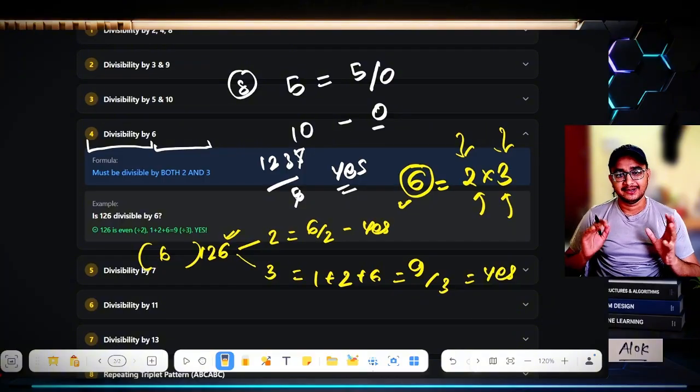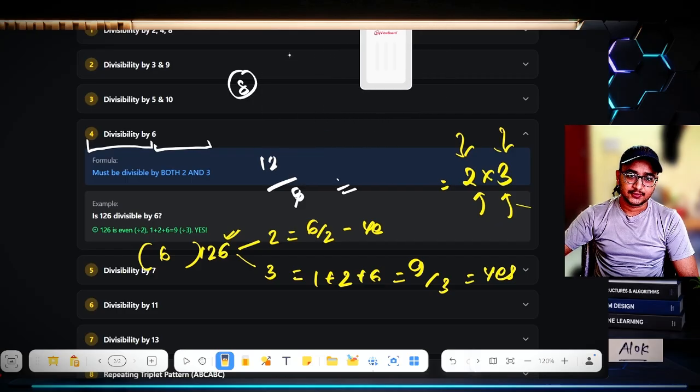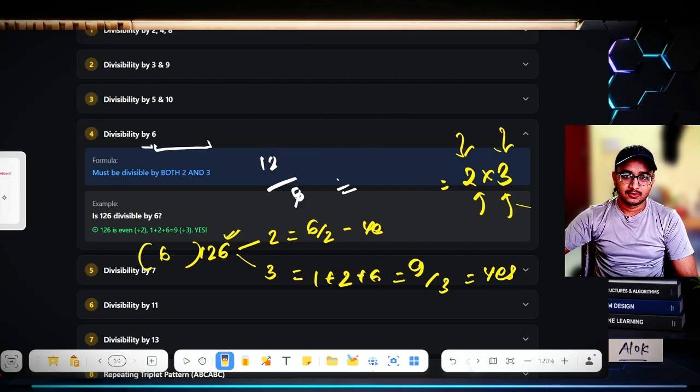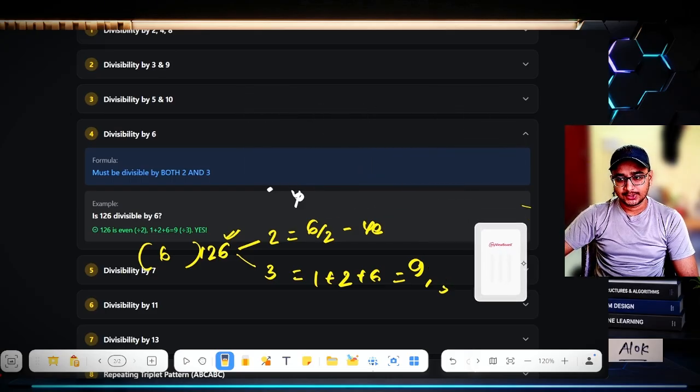Okay, I hope you got a clear understanding about this topic, the divisibility rule of 5, 10, and 6. Let me erase it for you so that we can move forward to further divisibility rules. Just a quick moment, guys.